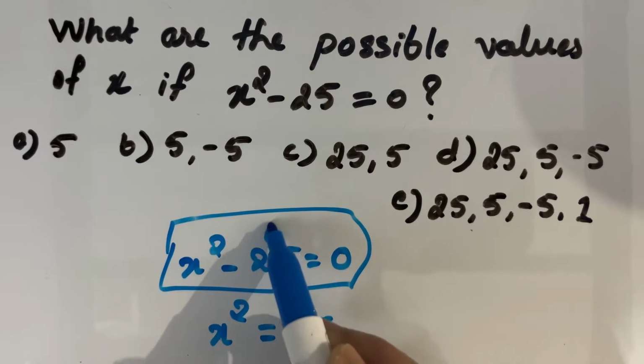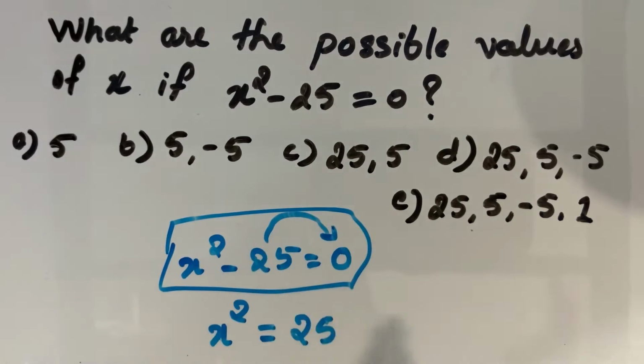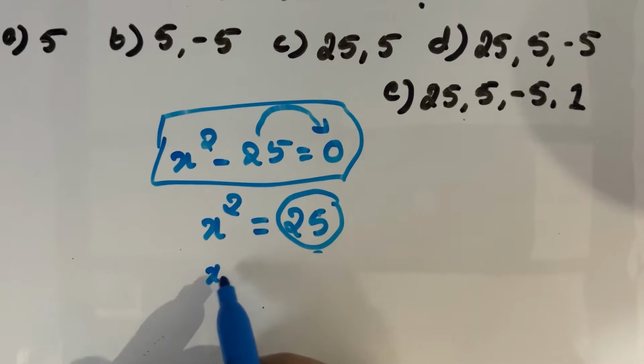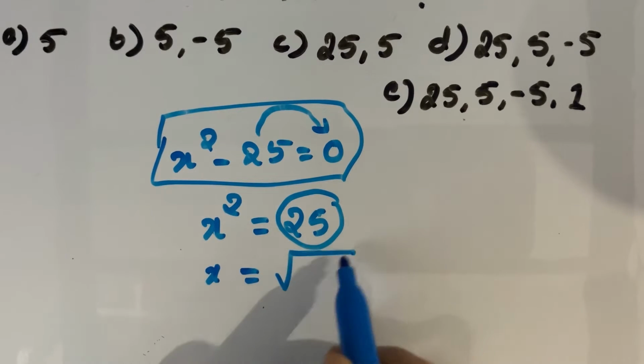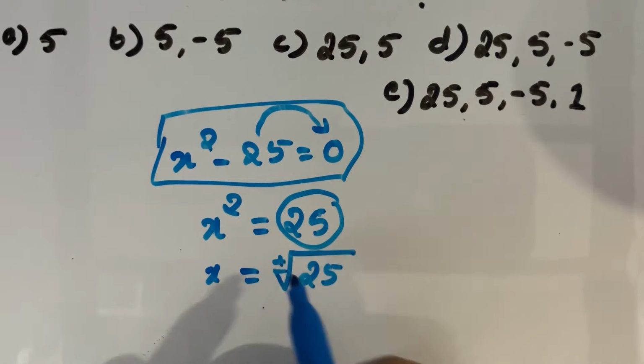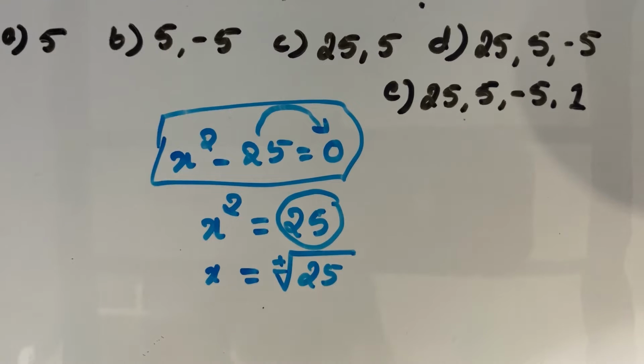You have to bring this minus 25 to the other side of the equation. It will become plus 25. X square is equal to 25. Now x is equal to square root of 25. Square root is always plus or minus. X is equal to plus or minus square root of 25.